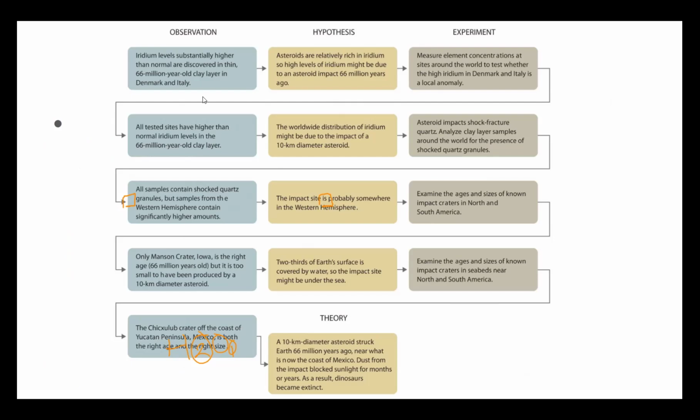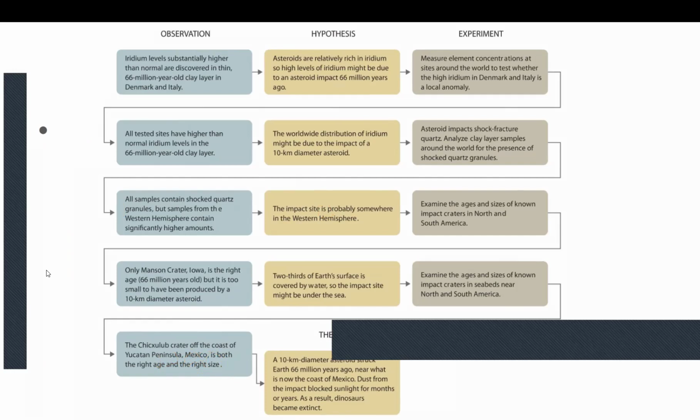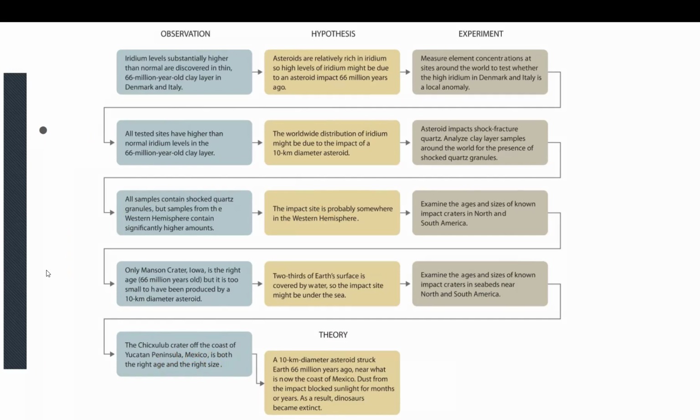So as we look at this, we have an example of how we came to understand or create the theory of the asteroid hitting Earth to destroy the dinosaurs. They initially found iridium levels that were higher than normal in thin 66 million year old clay in Denmark and Italy. So then they started thinking about that, and they realized that asteroids are rich in iridium.